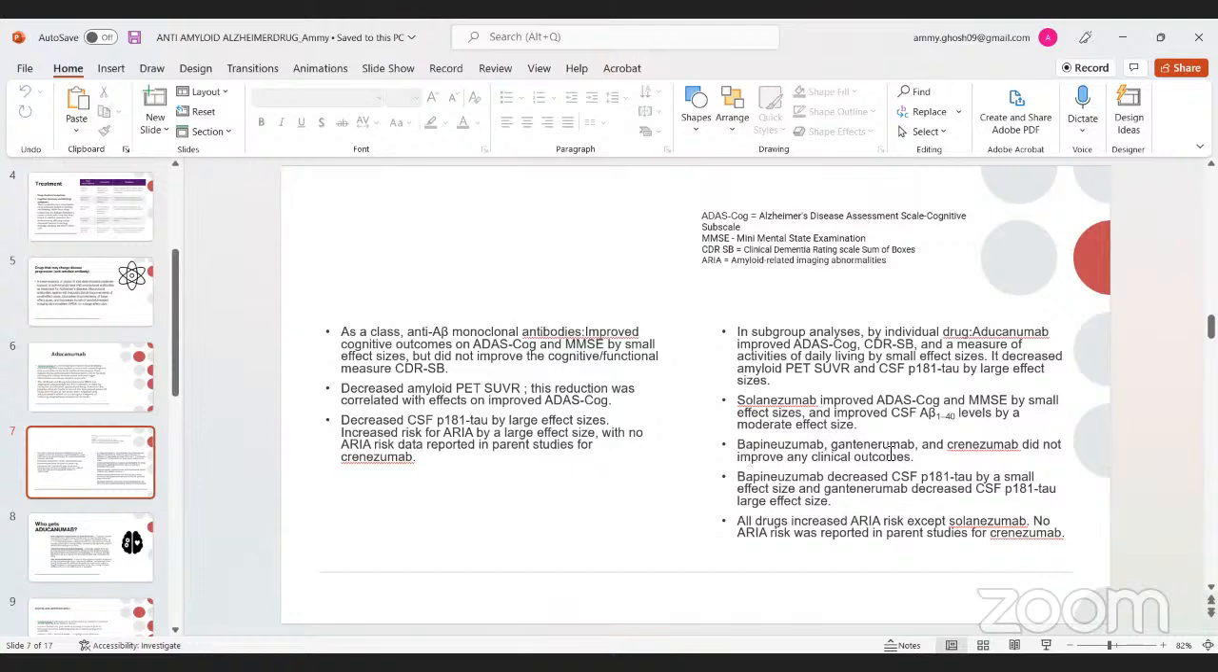Bapineuzumab, gantenerumab, and crenezumab did not improve any clinical outcomes. All drugs increased ARIA risks except solanezumab. No ARIA risk was reported in patient studies with crenezumab.